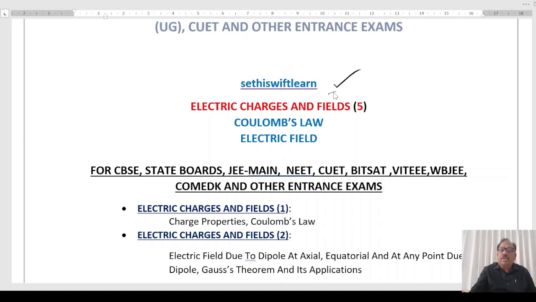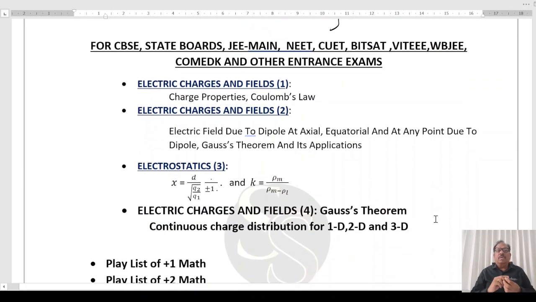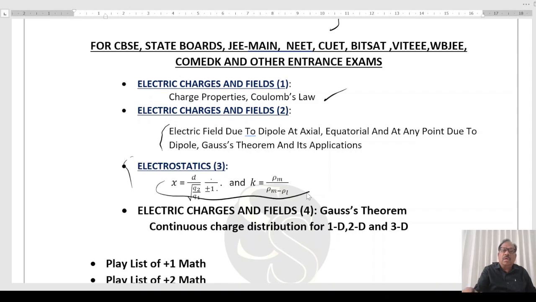In today's session of electric charge and field, further concepts will be cleared on Coulomb's law and electric field. In earlier sessions, we have discussed charge properties, Coulomb's law and electric field. In session 2 and session 3, these are the dielectrics, very important. You can go through this.